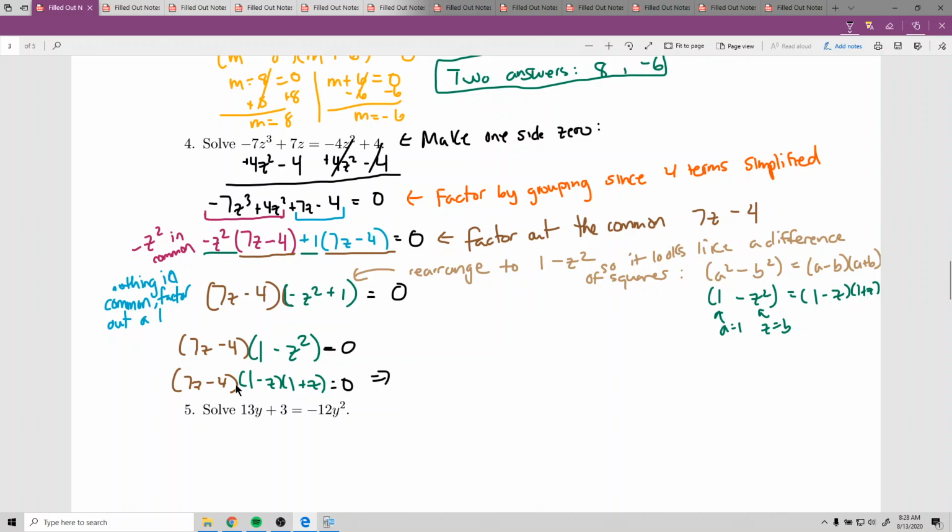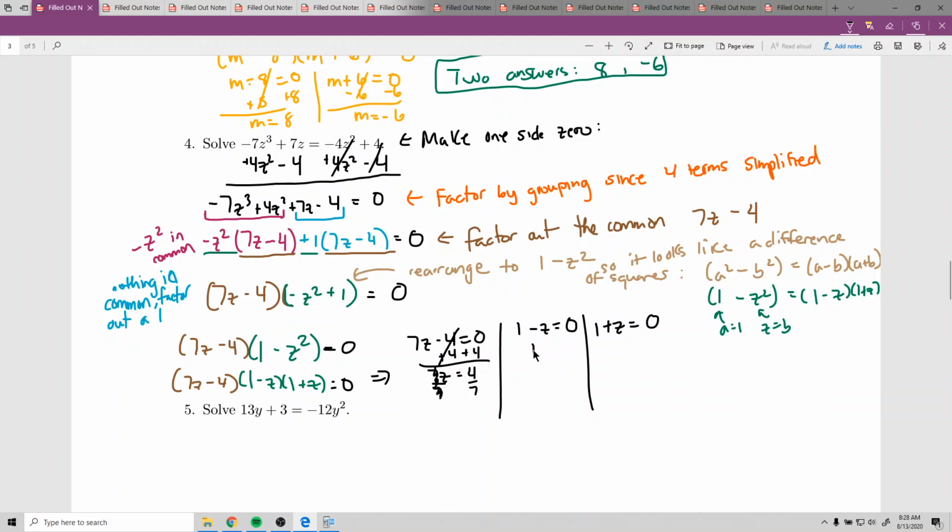Right. But once we're there, now you can see visually all the powers are gone, which means we can set each part to 0 and solve it. We got 7Z minus 4 equals 0, 1 minus Z equals 0, and 1 plus Z equals 0. Now if you want to solve the one on the left here, add the 4. You got 7Z equals 4, and then divide by the 7. Now we get Z equals 4 over 7.